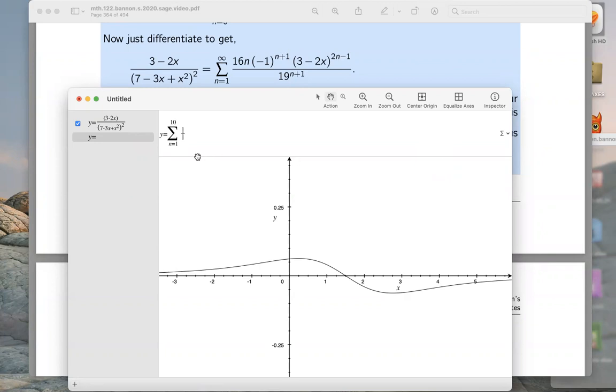And that's a fraction. That's going to be 16n, no, I don't put the star in, minus 1 to the n plus 1. Remember, the machine's not going to blow up if I make a mistake. 3 minus 2x, and it's to a power. I'm just typing what I'm seeing. 2n minus 1. Much easier for me to type it in using Grapher than in Sage, by the way. I'll put that in there.